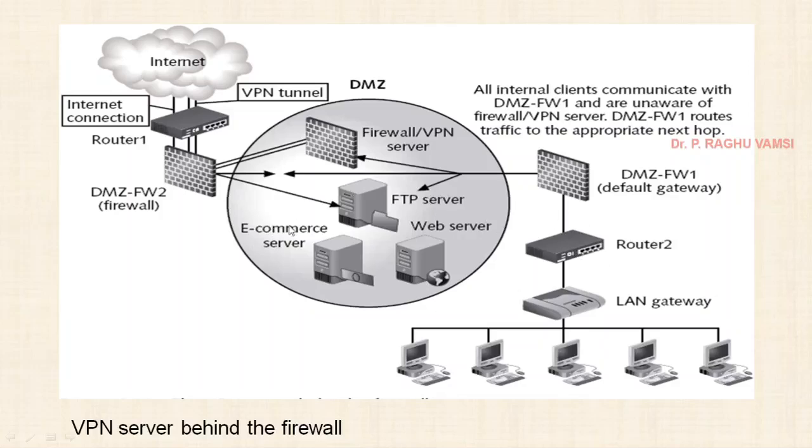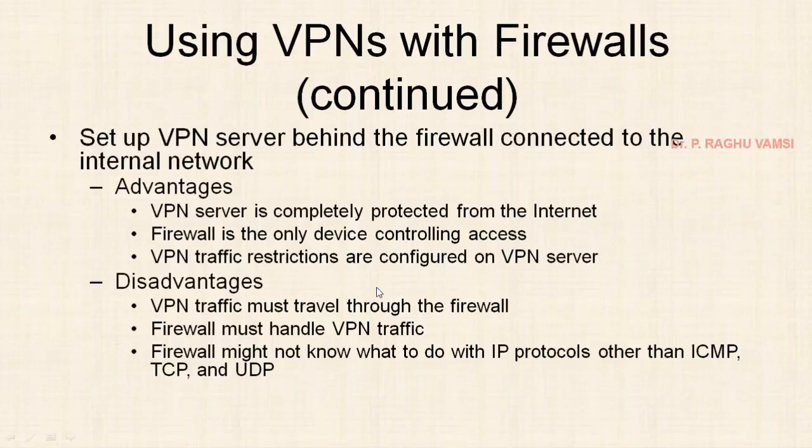DMZ. So the DMZ is where the public resources are available. Here the e-commerce server, FTP server, and web server are the public resources. So before that you are going to place the firewall. So placing a firewall, that is, a VPN server behind the firewall connected to the internal network. The advantages and disadvantages are like this.